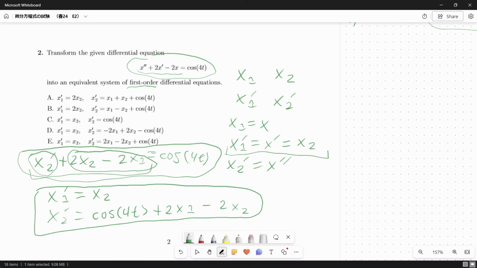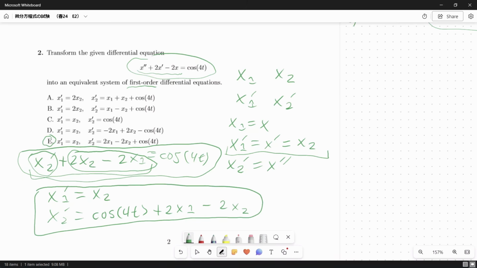Now we're done here. We can pick an answer. You'll see that it's a first order system of differential equations because the highest derivative is the first derivative. So for this, the answer ends up being E.